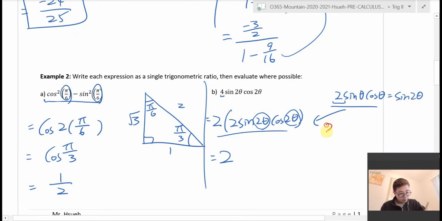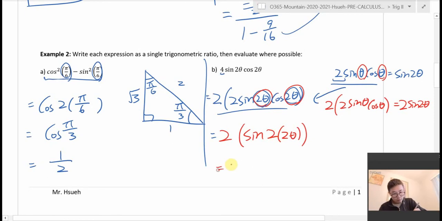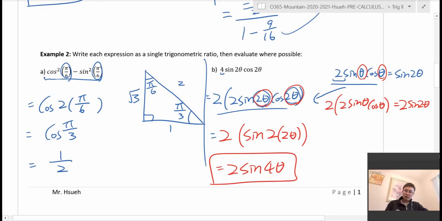If I multiply this by 2, I get 2, and then I have 2 sine theta cosine theta. But because I multiplied the left-hand side by 2, I've got to multiply the right-hand side by 2. And that's why I have this 2 right here. And then I'm going to have sine 2 theta. Now, if you notice, this is angle theta, that's angle theta. Therefore, our angle theta are, again, these two. So it's going to be 2 sine 2 theta, like this. And then if we multiply the 2 with the 2 theta, you should get 2 times sine 4 theta. And that is how you simplify this.